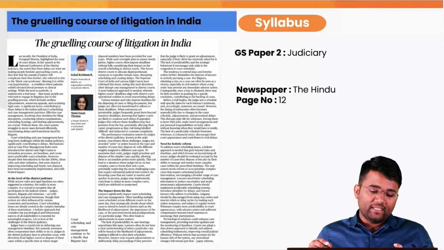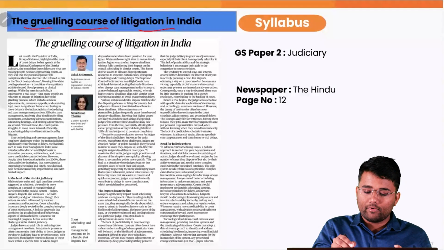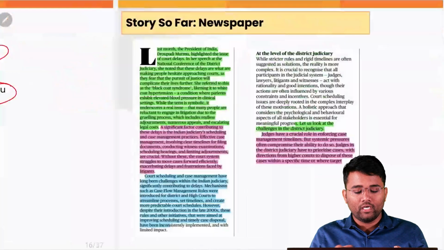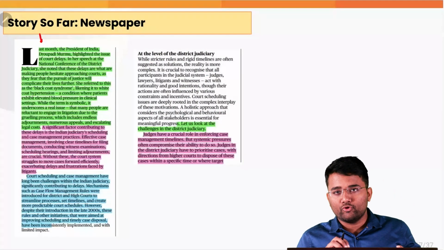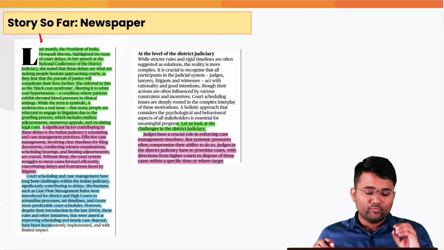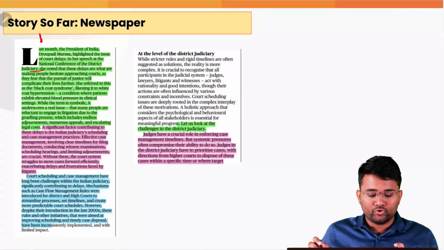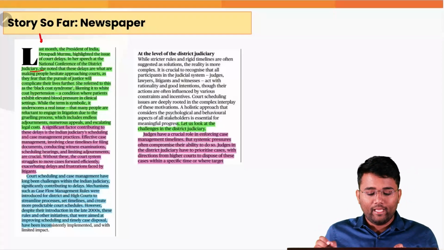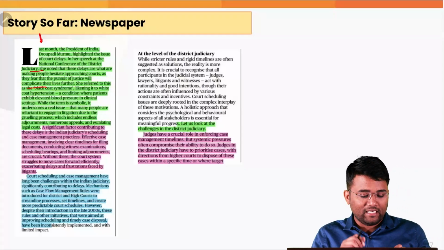Under the simplified section, our first topic is the grueling course of litigation in India. This particular topic pertains to the syllabus of your GS paper 2 judiciary, and this has appeared in today's The Hindu, page number 12. The context is that there is an editorial written in the Hindu paper, and it says that last month the President of India, Draupadi Murmu ji, highlighted the issue of court delays. In her speech at the National Conference of the District Judiciary, she noted that these delays are making people hesitate to approach the court, as they fear that the pursuit of justice will complicate their life further.